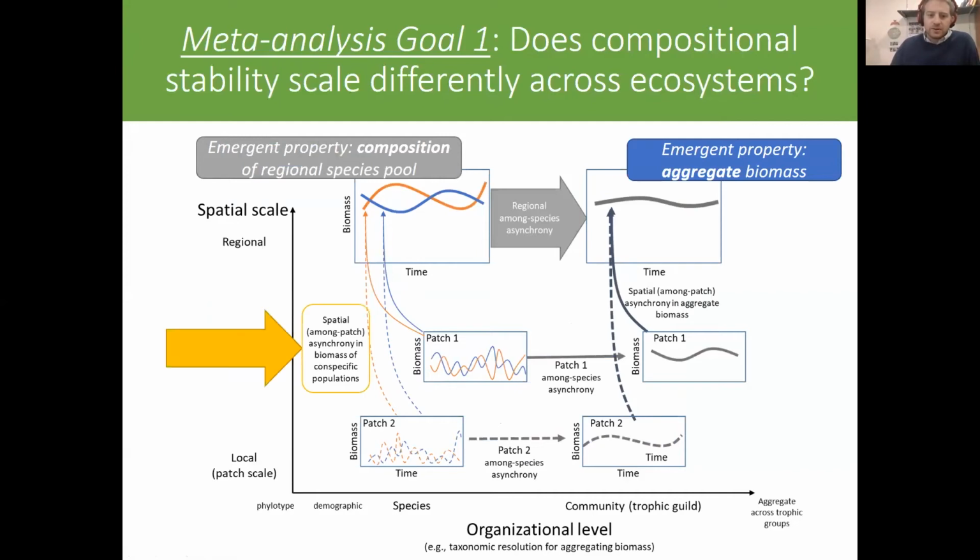So back to our conceptual figure, we'll be focusing on how to look at asynchrony in the fluctuations of biomass or relative abundances of different species and how that affects community turnover in the species pool.